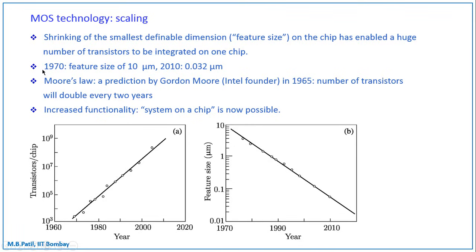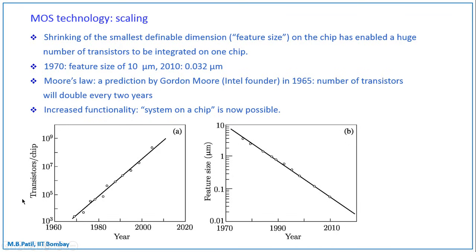Here are some figures. In 1970, the feature size was 10 micron. In 2010, it was 0.032 micron, so much smaller. And here is a plot of the feature size versus year, and note that this is a logarithmic scale. So in the 70s, we were talking about feature sizes of a few microns, and in 2010 it is less than 0.1 micron.